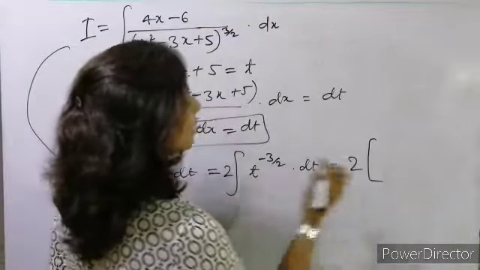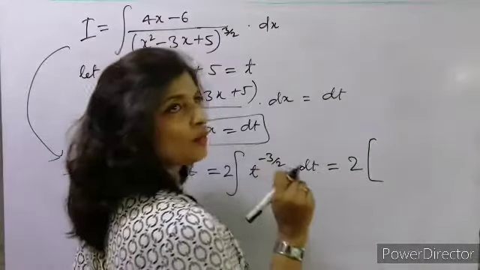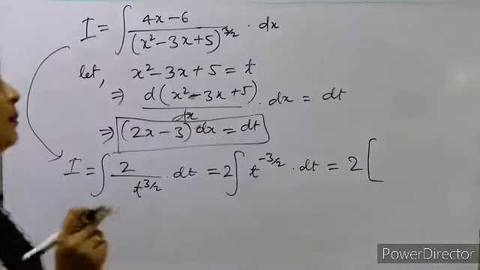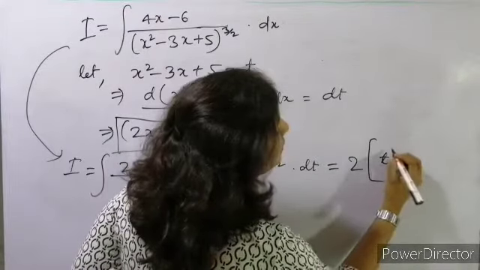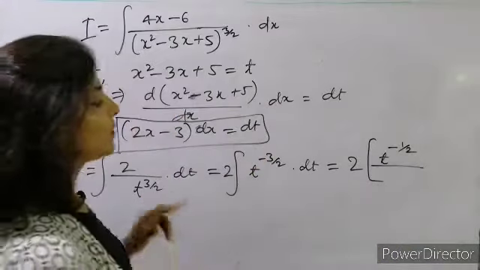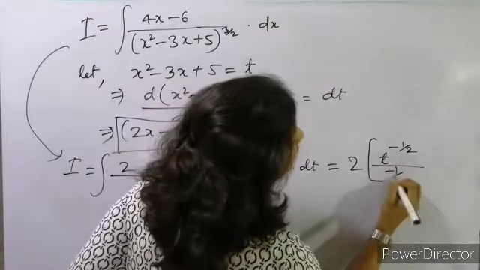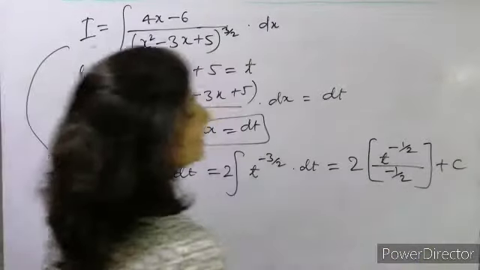We have to increase the power by 1. So this is minus 3 upon 2, plus 1 will be what? Minus 1 upon 2. So t to the power minus 1 upon 2 divided by minus 1 upon 2, plus c. We will get this value.